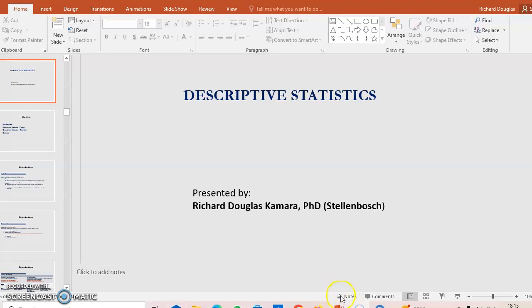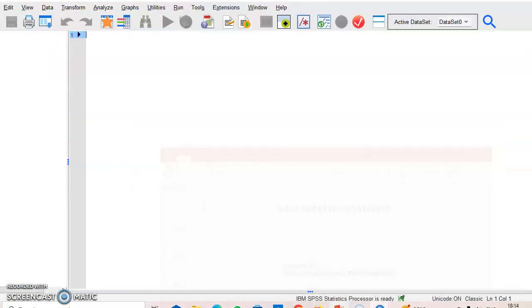So I'm going to first of all introduce you to the theoretical aspect of it, because most of you might not be well conversant with most of the concepts in statistics. So let's start with the conceptualization.